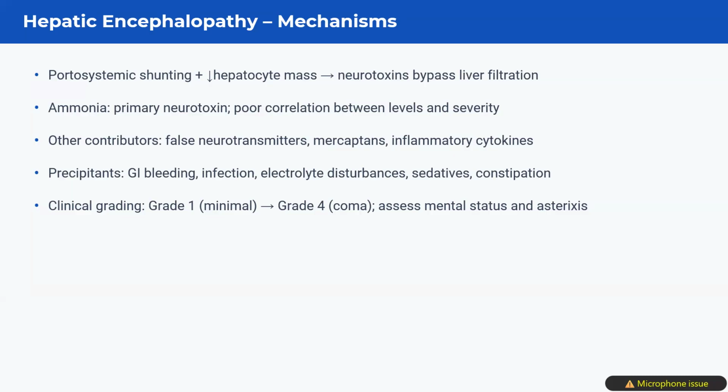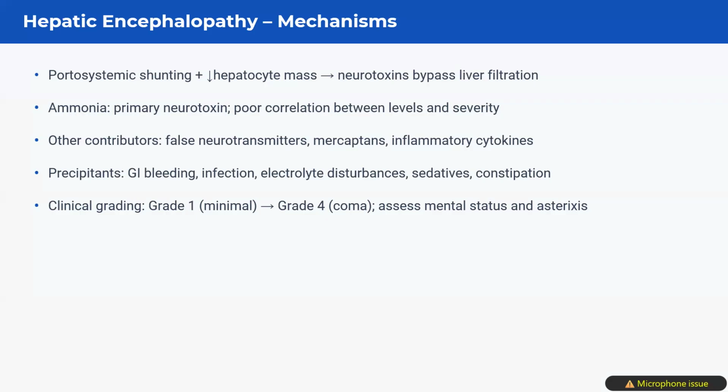And blood is bypassing the liver via all these collateral vessels. And so this toxin is essentially just building up and crossing the blood-brain barrier, altering the brain's ability to regulate, and causes this alteration in mental status. Ammonia is the primary neurotoxin.